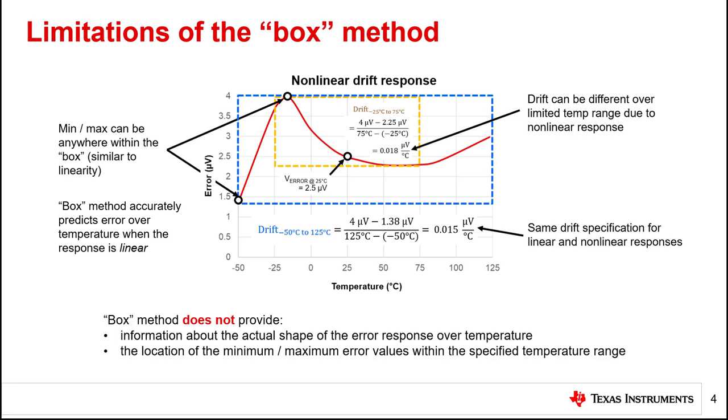Second, the box method does not identify the temperature at which the minimum and maximum error values occur. Instead, the drift specification just bounds the minimum and maximum values within the temperature range, but they can theoretically occur anywhere within those bounds. When possible, a better way to identify how an error behaves across temperature is to use one of the datasheet error plots.